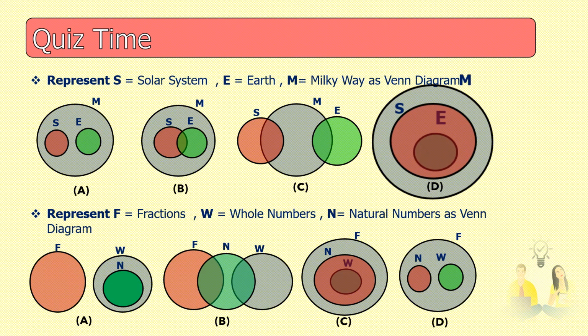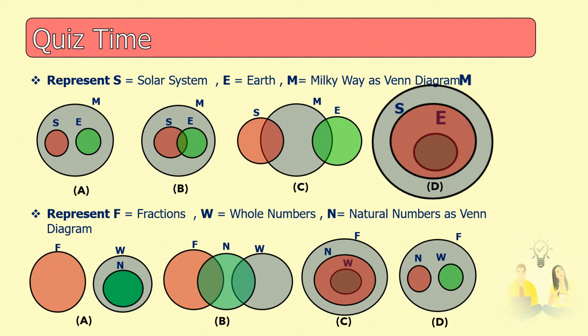Answer is D. In this question, they have very cleverly checked your GK as well as your reasoning skills. So here we have Milky Way, which is our galaxy. Our solar system is a part of Milky Way, so it is inside Milky Way, and Earth is a part of solar system, which is inside solar system.